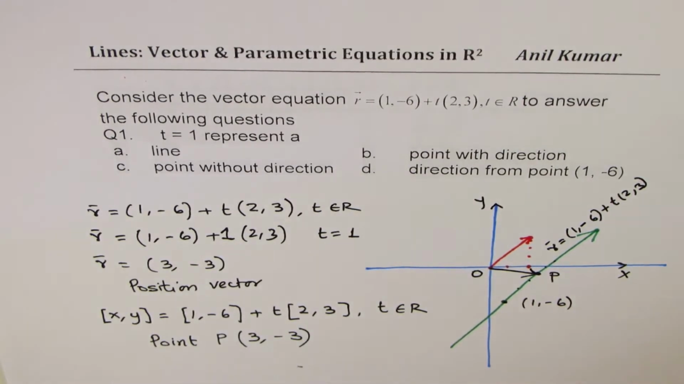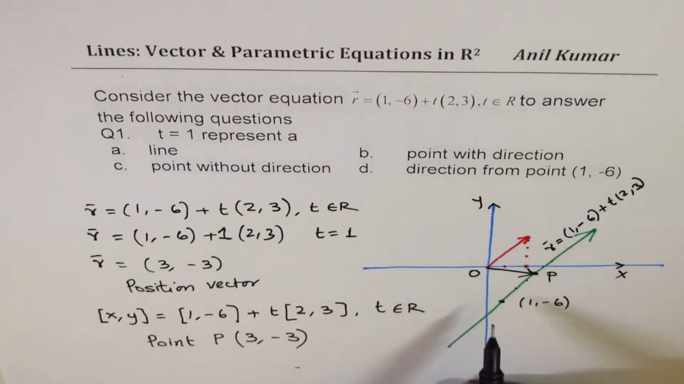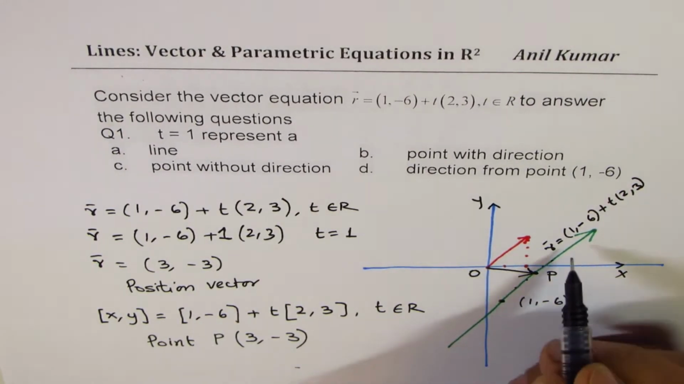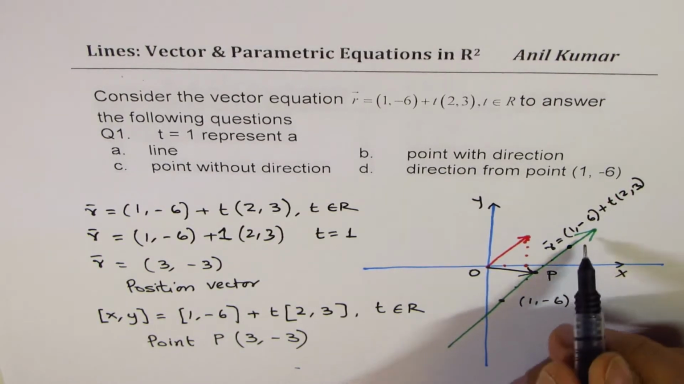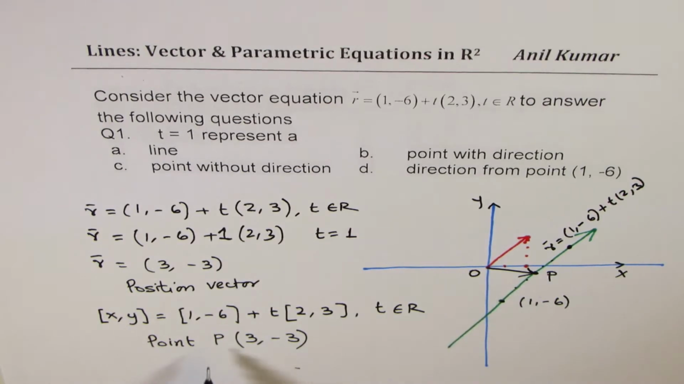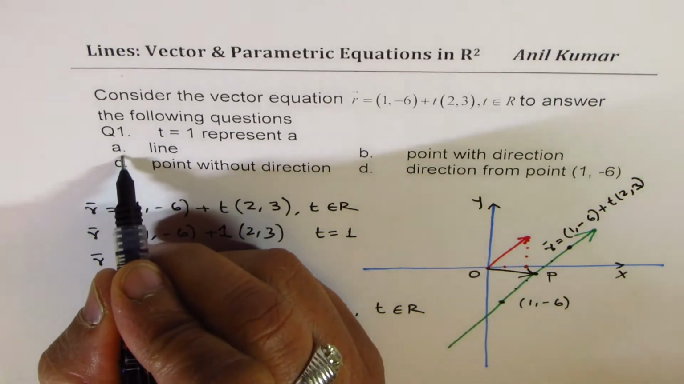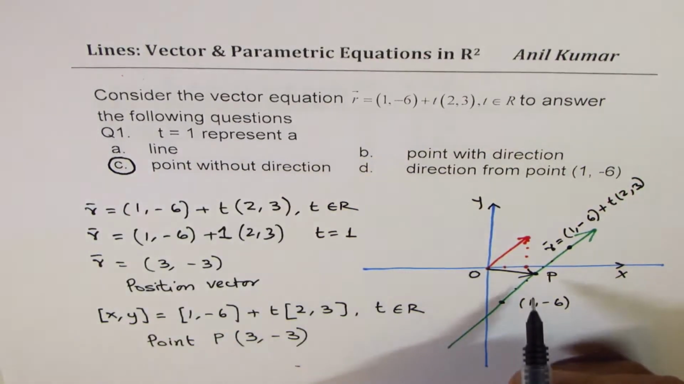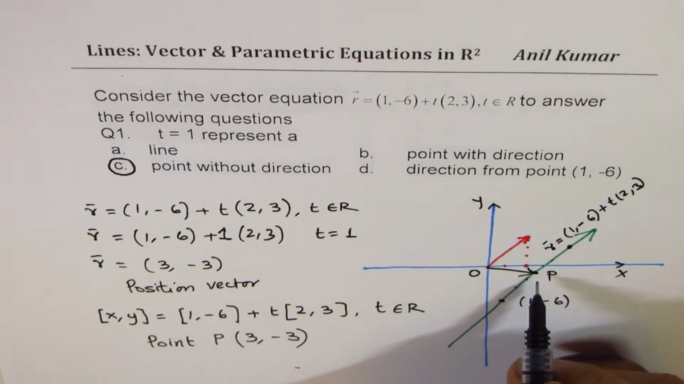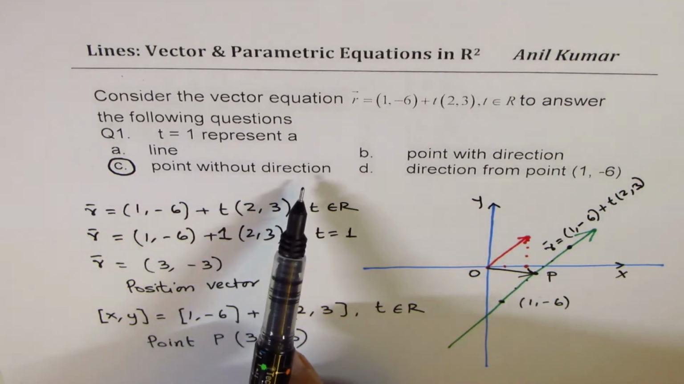Do you understand? So you could say that this is just a point in the plane, like many other points. This happens to be on the line, that's a different story. But this is just a point. Once we substitute a value t, what we get is just a point, right? And there is no direction associated with that point. It is a point in a plane. So the correct option is point without direction.